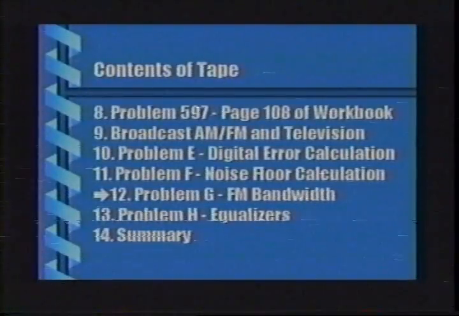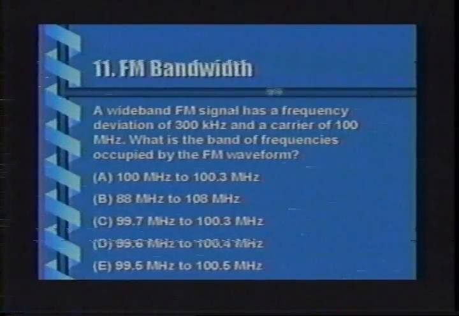Well, we're on the home stretch here. We're on chapter 12 of 14 chapters. If you look at your sample booklet, you'll see that it doesn't contain any questions covering analog communications. So I've added this very simple problem that deals with FM bandwidth. The problem states that a wideband FM signal has a frequency deviation of 300 kilohertz and a carrier of 100 megahertz. You're asked for the band of frequencies occupied by the FM waveform, and 5 possibilities are given.